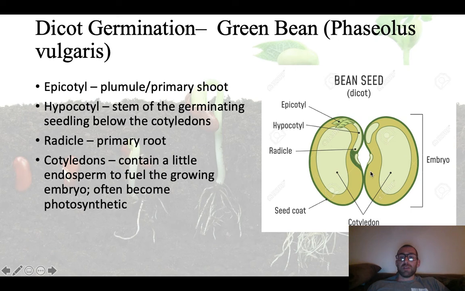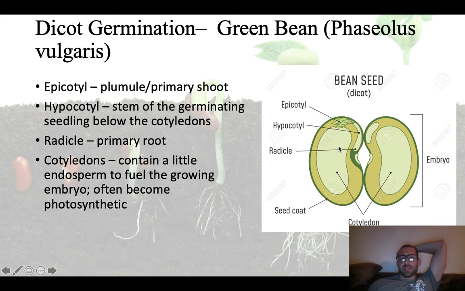Also, within our dicot seed, we have, again, our seed coat. We have our radicle here, which is going to be our primary root. And then instead of the plumule, we have what is referred to as a hypocotyl, which is a stem that you'll see exists below these cotyledons. And then we have the epicotyl, which is going to be our primary shoot, and that's above the cotyledons.